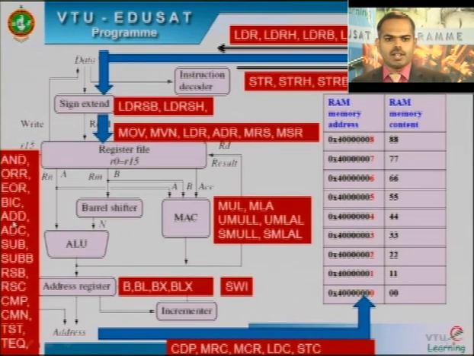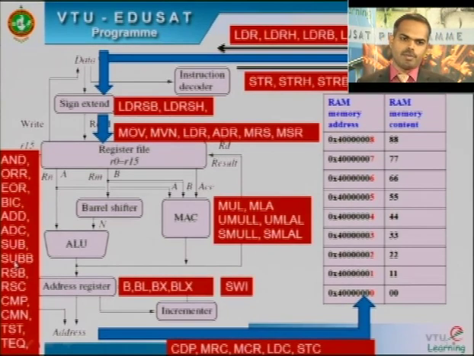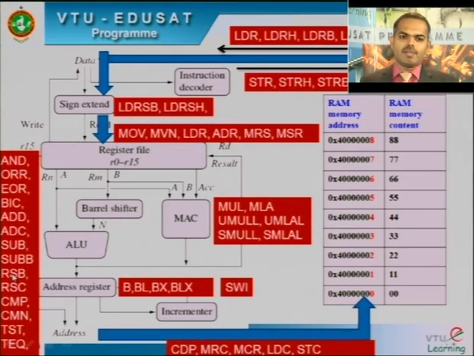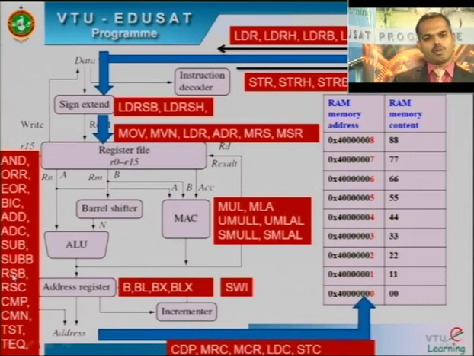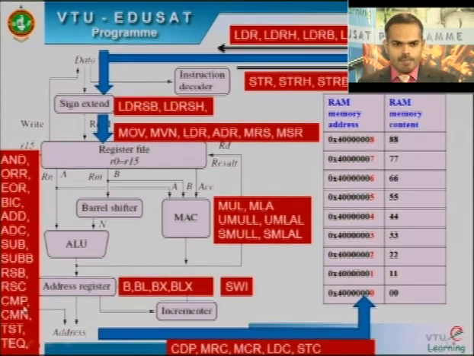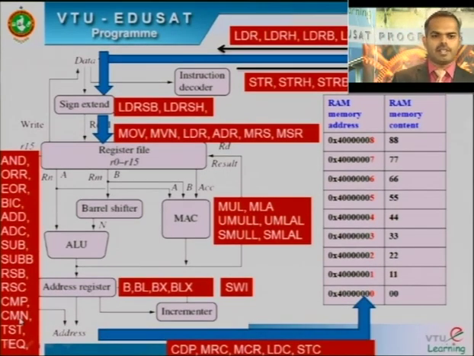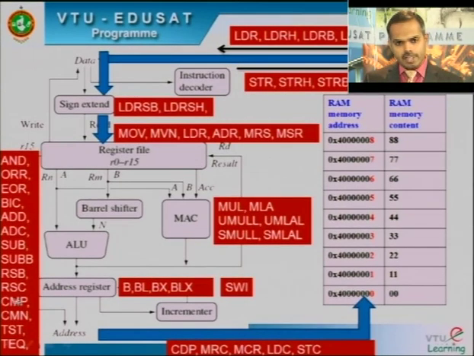ADD is for addition, ADC is addition with carry, SUB is subtraction, SBC is subtraction with borrow. RSB is reverse subtraction, that is, operand 2 minus operand 1 will happen. RSC is reverse subtraction with carry. And then CMP is the compare instruction, which internally gets executed with the help of the SUB instruction. CMN, compare negate, is the instruction that executes with the help of the ADD instruction.